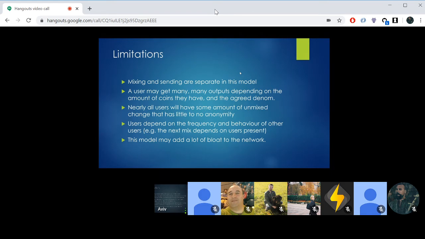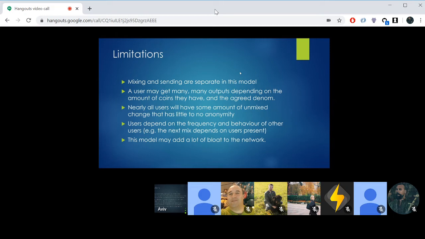Some immediate limitations that you should observe when we talk about ZeroLink is that mixing and sending are separate. So users will have to receive coins, mix those coins, and then send those coins. A user may get many, many outputs depending on the amount of coins they have, which again is not ideal for a lot of users. If a user has a very large amount of Bitcoin or a very, very small amount of Bitcoin, they might not be able to participate, or they'll participate and have many, many coins, which is cumbersome.